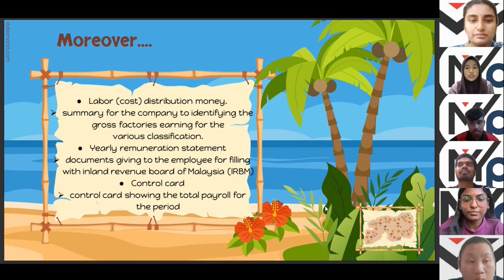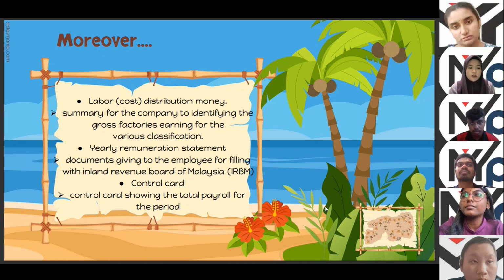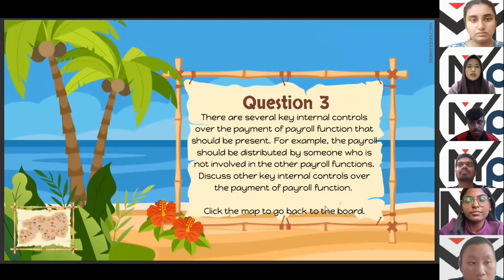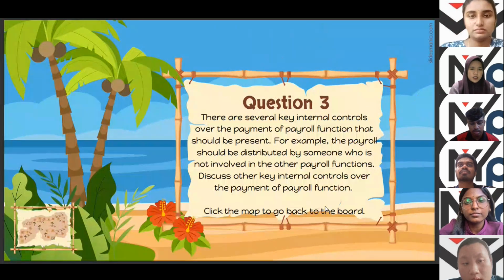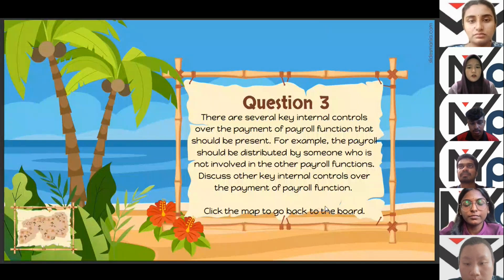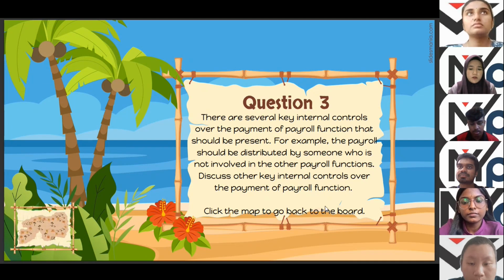Let's move to question 3. Next slide, okay. Question 3 is, there are several key internal controls over the payment of the payroll function that should be present. For example, the payroll should be distributed by someone who is not involved in the other payroll functions. Discuss other key internal controls over the payment of the payroll function.